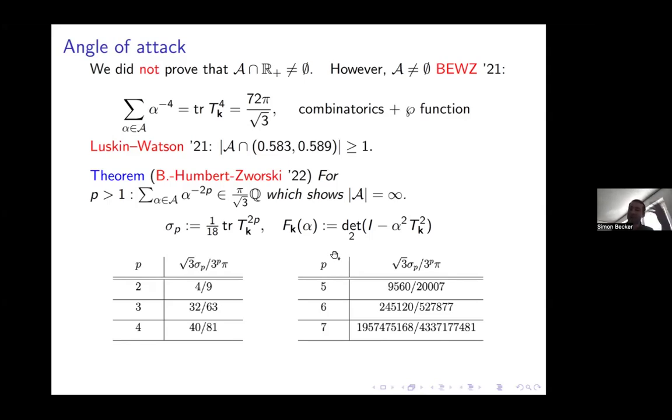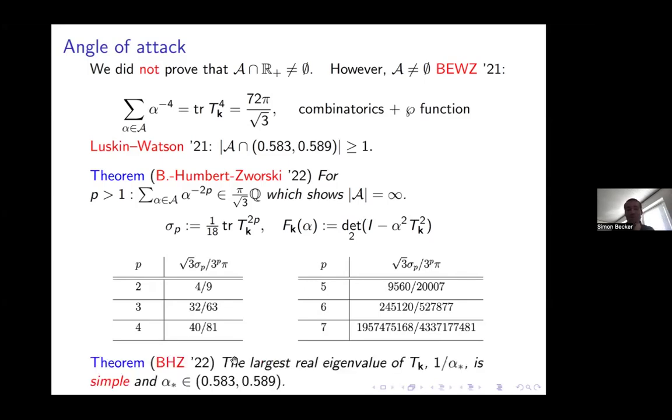The way you show that there has to be something real is that you study the Fredholm determinant of this operator tk. If I show that it has a zero, then I can conclude that there has to be some real magic angle. Since the Taylor coefficients of the Fredholm determinant are given by traces, if you know enough traces, you can show that this determinant actually has a zero. This is how we concluded that there has to be this real magic angle, which is a simple eigenvalue, and I'll come to that in a second. And it's in this interval here.